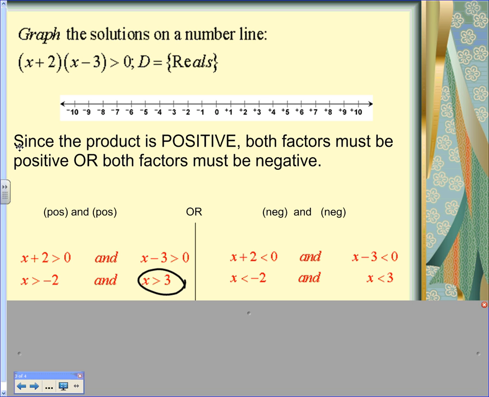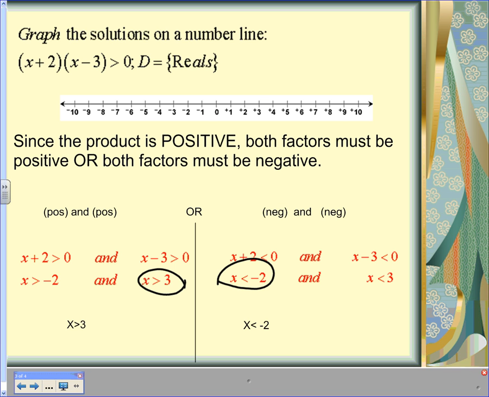Looking over here, which one is more restrictive? The negative 2? Because what numbers are smaller than negative 2? All of them. But are all of the numbers smaller than negative 3 also smaller than negative 2? No. So we want to use this inequality. Those are the two we want to use. And now you graph them. You know how to graph them, right? Are we using open circles or closed circles? Okay. If you plug in a 3, 3 plus 2 is positive. 3 minus 3 is still positive. Well, you can't plug in 3 because it has to be greater than 3.